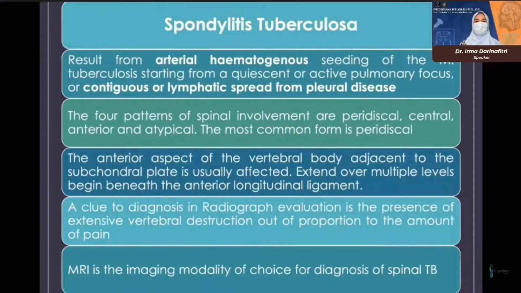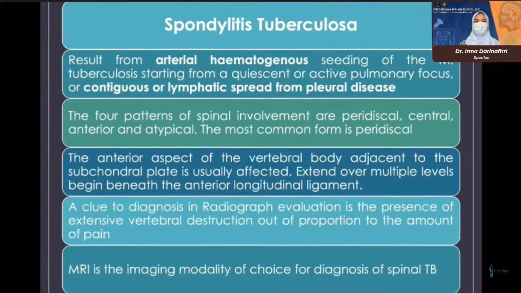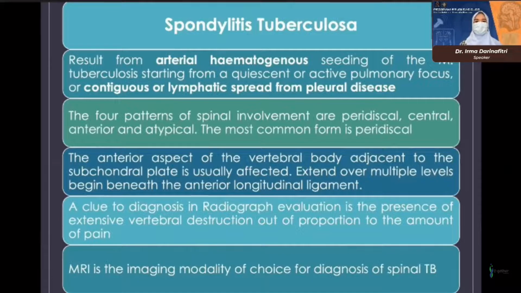Tuberculous spondylitis results from arterial hematogenous seeding of Mycobacterium tuberculosis starting from a quiescent or active pulmonary focus, or contiguous or lymphatic spread from pleural disease. The 4 patterns of spinal involvement are peridiscal, central, anterior, and atypical. The most common form is peridiscal.